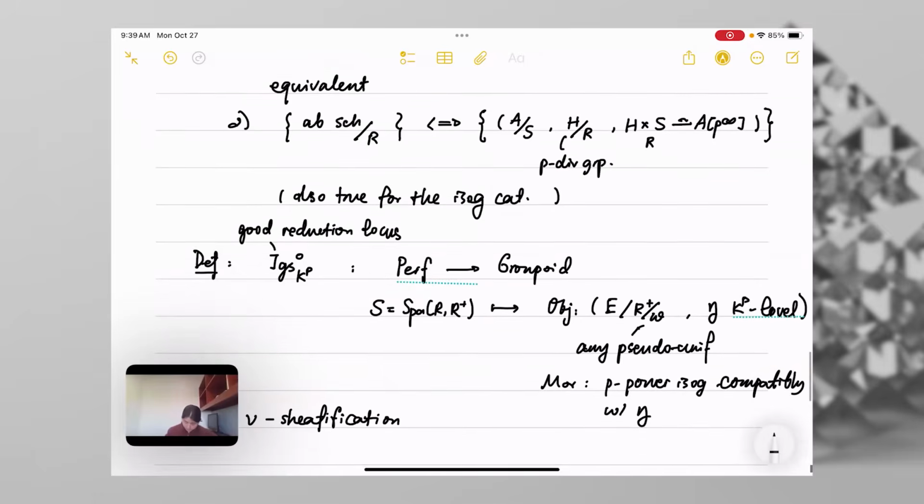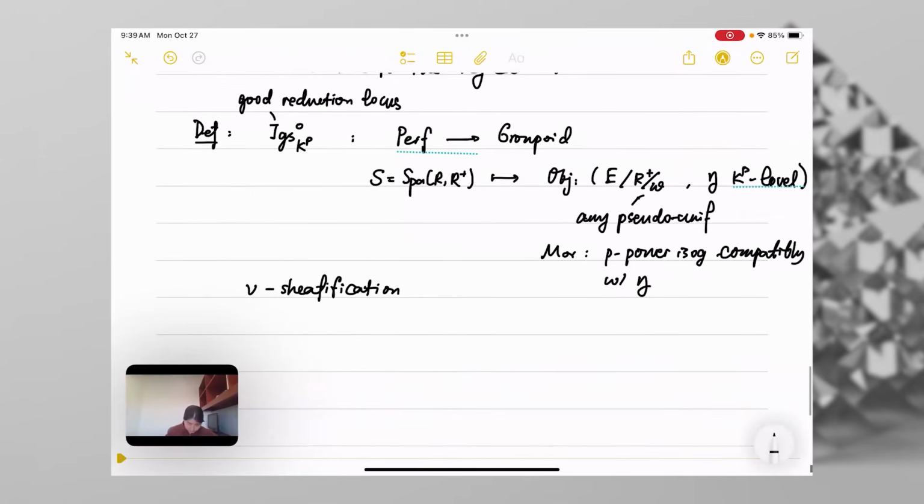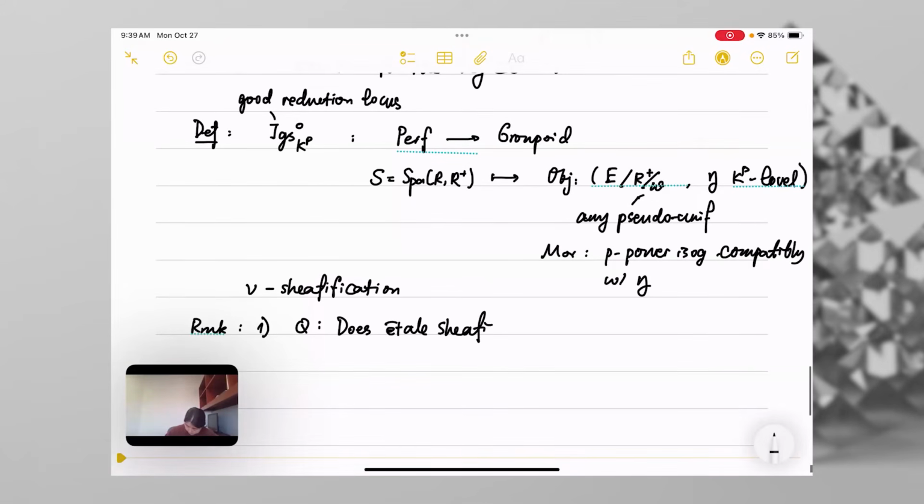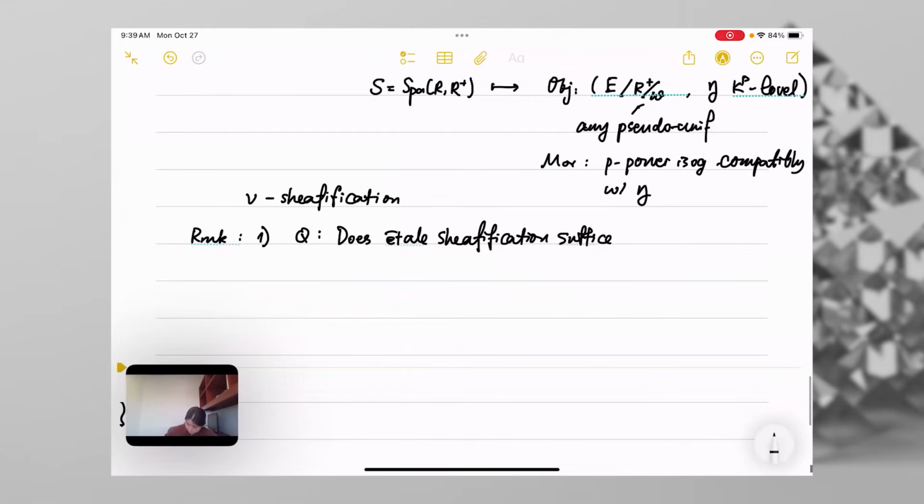Let me immediately make the remark that I don't know if it's necessary to do v-sheafification. I would expect that an etale sheafification already suffices to give you a v-stack, but I don't know. This is basically a question about descending abelian schemes up to isogenies.